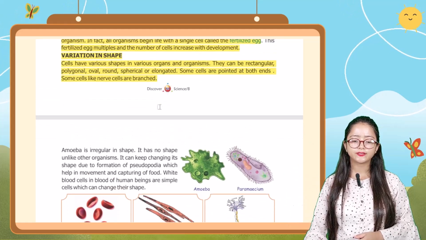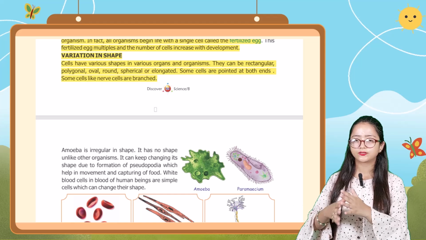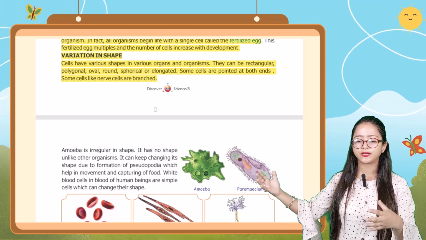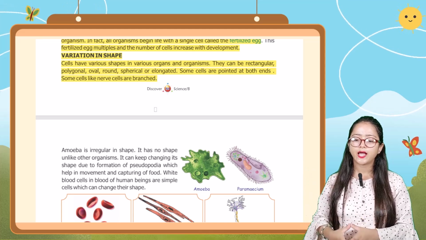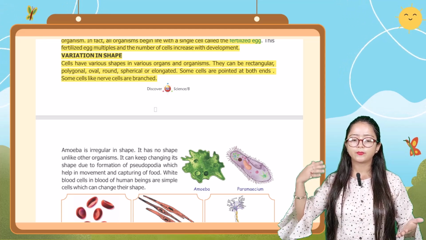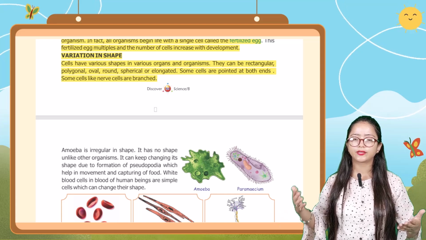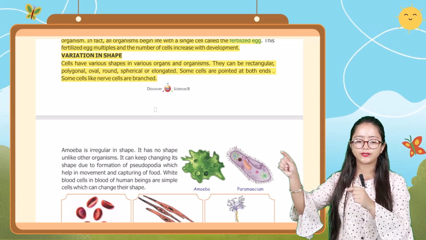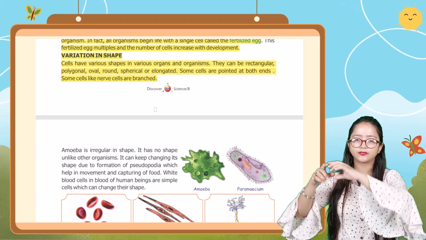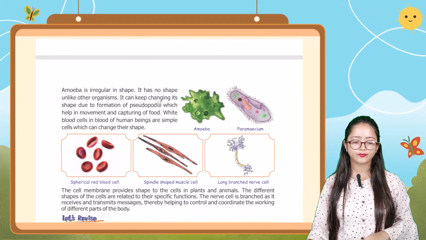So basically it is telling you that cells are available in various shapes in various organs and organisms. They can be rectangular, polygonal, oval, round, spherical, etc. Some cells are pointed at both the ends, and some cells like the nerve cells are branched cells.